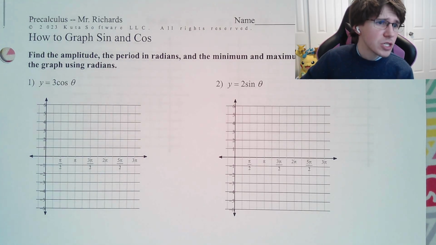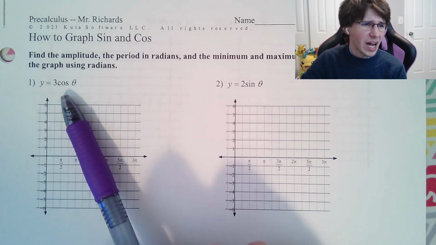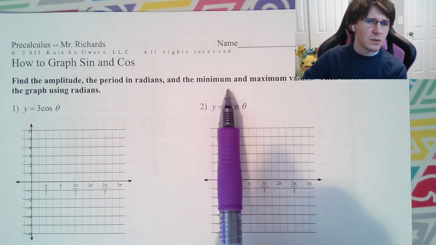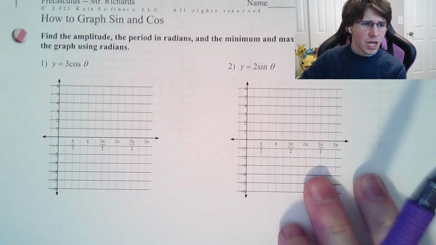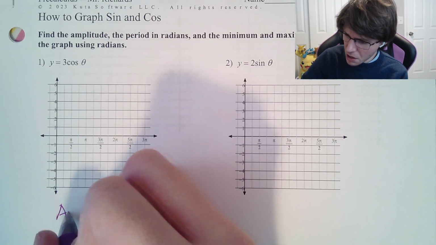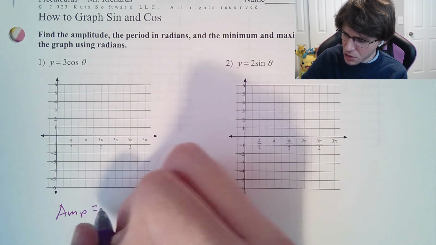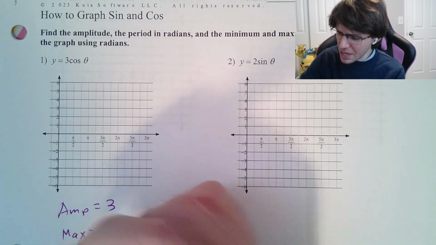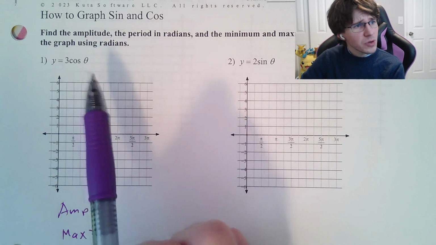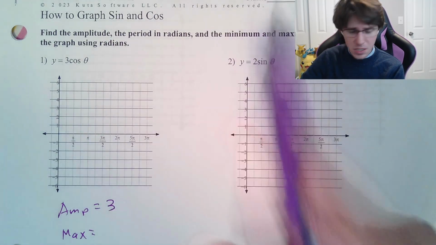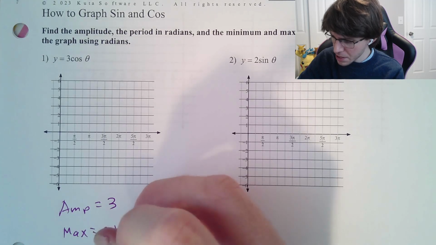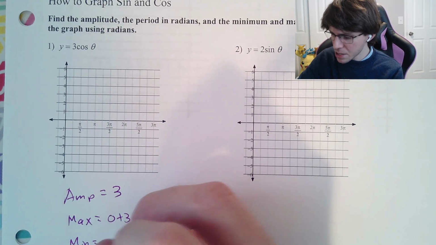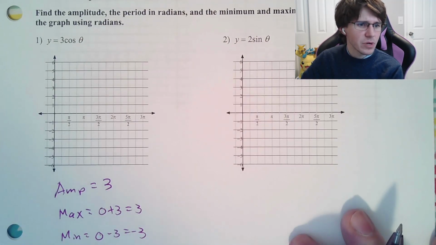Let's do it. So first of all, cosine, we talked about how it starts at the top. In this question, it wants us to find the amplitude, period, minimum, maximum, all these kinds of things. So let's go ahead and fill that out. We talked about how that number in front was the amplitude. That's going to be 3. The maximum is going to be that center line. In this case, there is no value for the center line. There's a plus 0. So it's going to be 0 plus 3, which is just 3. And the minimum here is going to be 0 minus 3, which is just negative 3.